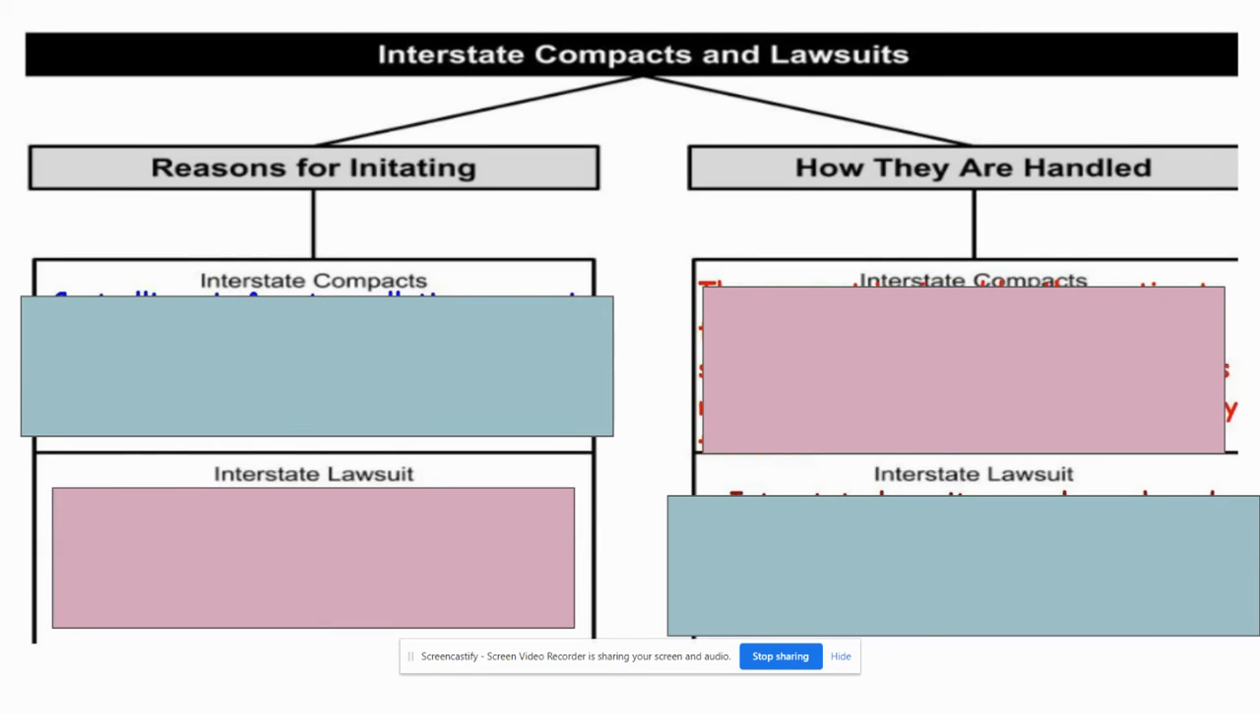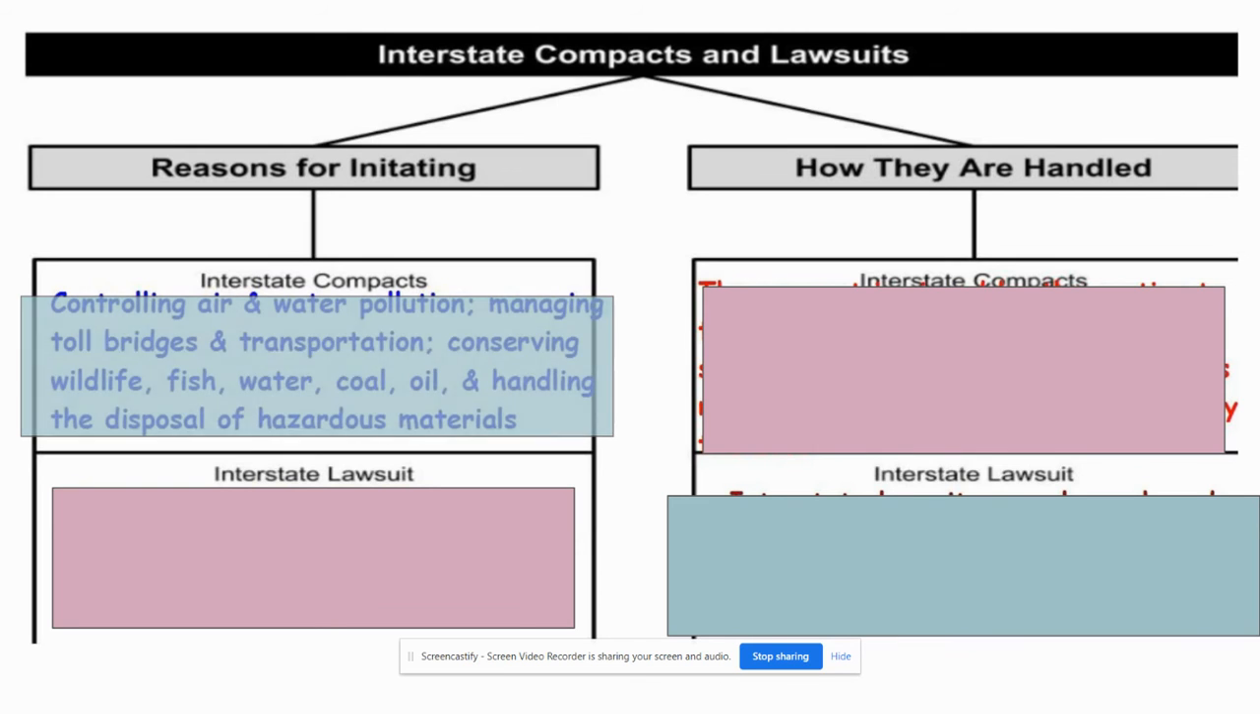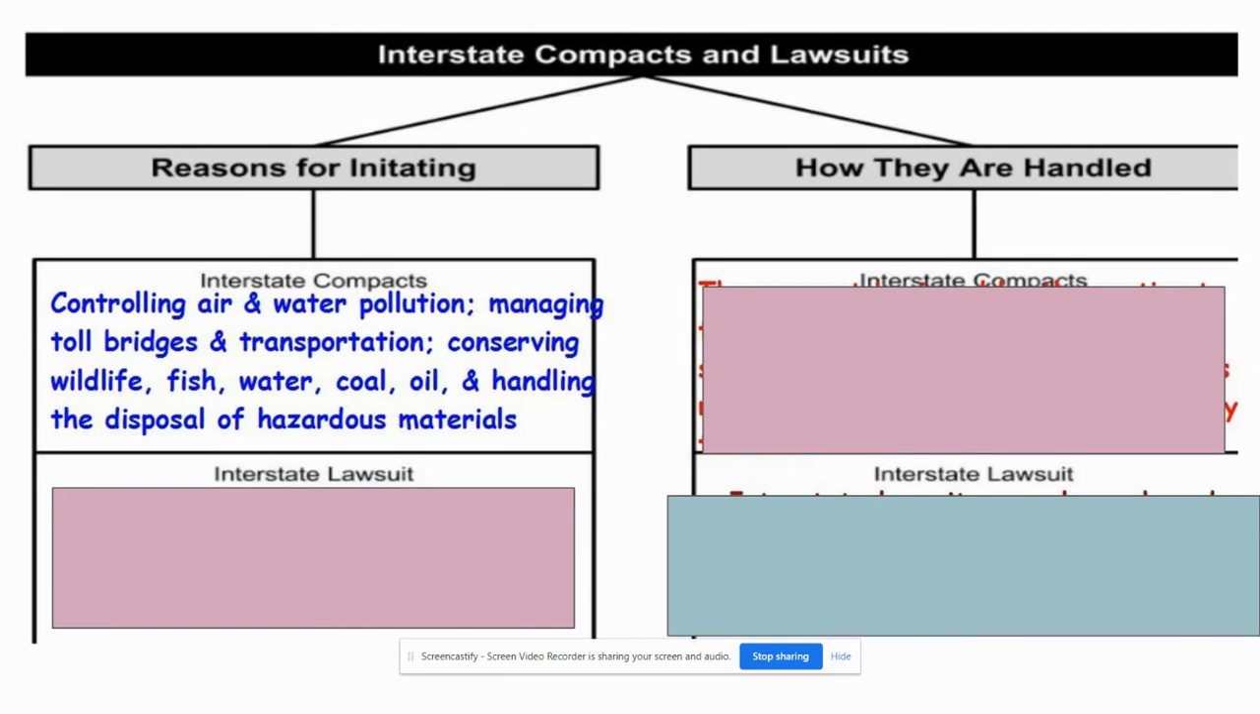All right. Interstate compacts and lawsuits. So, we're going to talk a little bit about some reasons for initiating these and also handling these. First of all, when we talk about interstate compacts, these are, for the most part, agreements with other states for controlling things like air and water pollution, managing toll bridges or transportation in general, conserving wildlife, fish, water resources, coal, oil, or handling the disposal of hazardous waste.